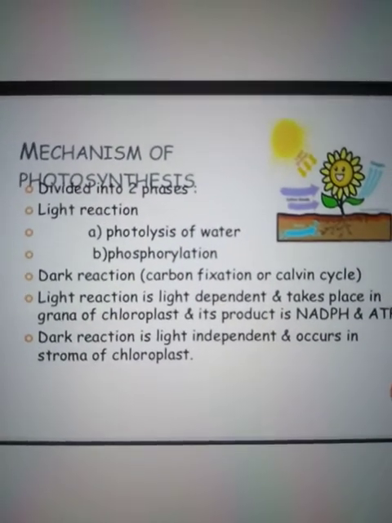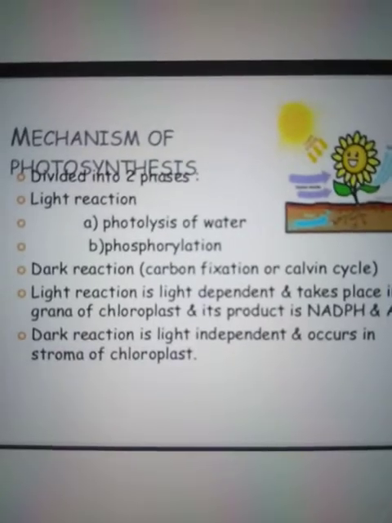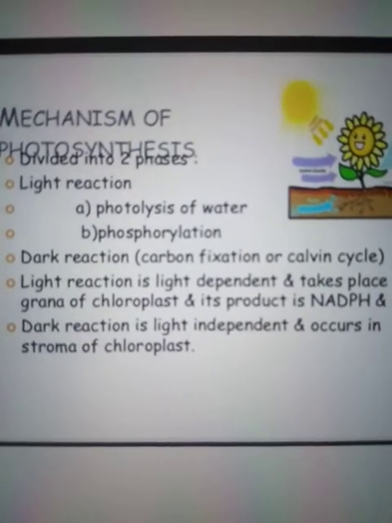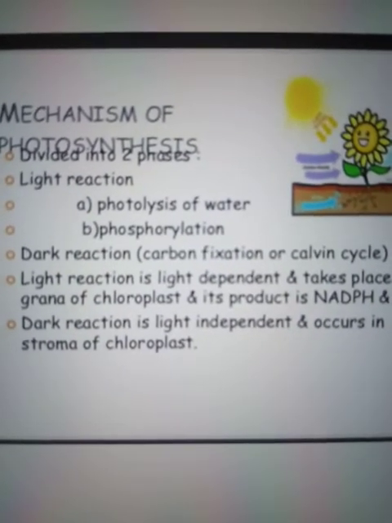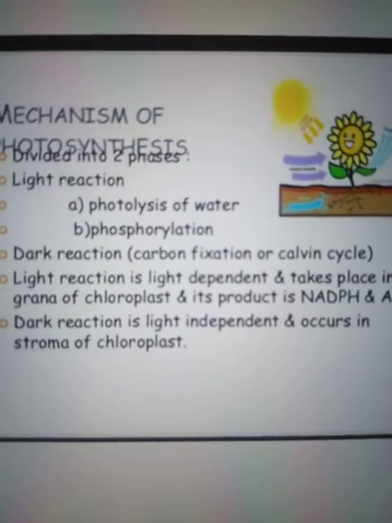Now let us see the mechanism of photosynthesis. Photosynthesis is divided into two phases. One is light reaction, another one is dark reaction. We will just see the light reaction and dark reaction and go through their points.